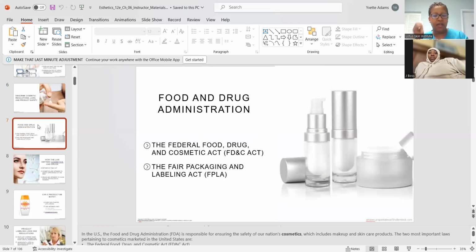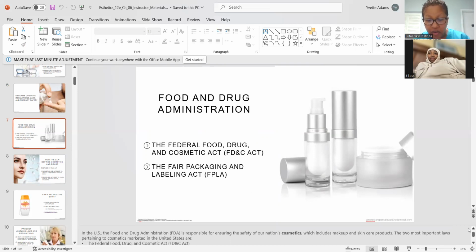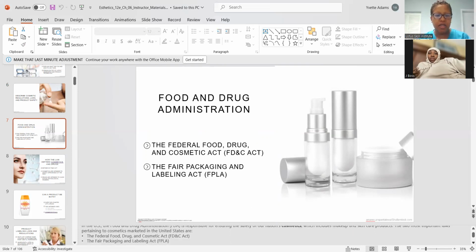So we have the FDA. Everybody knows what the FDA is. We've heard it, but I don't know that we all the time know exactly what they do. So the FDA is responsible for ensuring the safety of our nation's cosmetics, which include makeup and skincare products. The two most important laws pertaining to the cosmetics that are marketed in the United States are the Federal Food, Drug, and Cosmetic Act, the FD&C.